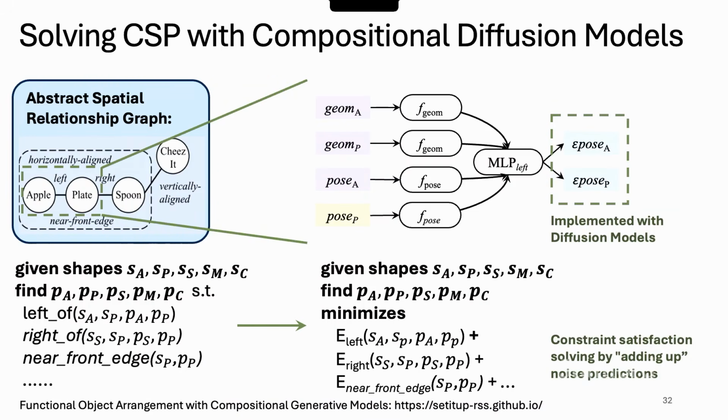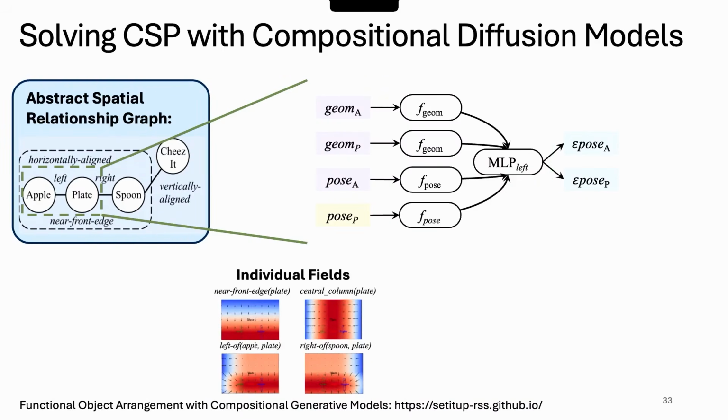And then we can basically combine those diffusion models by adding up those gradients to solve the original problem. So here's a visualization of it. This is what a gradient field or an energy field would look like for a linear diffusion model. For example, if I have my diffusion model for "near front edge," then when you're close to the edge of the table, your energy value is lower. And then you also have the gradients pointing towards the table, the closer you are to it.